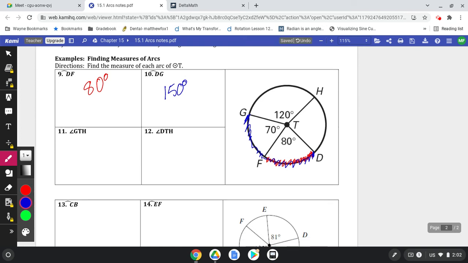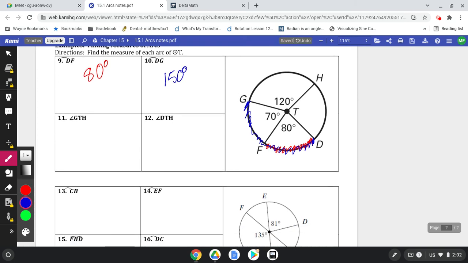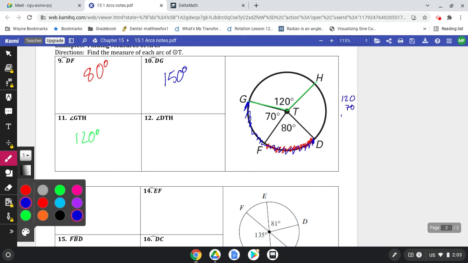Now, GTH. GTH is going to just be right here, G to T to H, that's 120. The final one, DTH. To figure that one out, we know the whole thing is 360. We have 120 here, 70 and 80. If we add those up, 120 plus 70 plus 80, we'll get 270. We take that away then from 360. And we'll get 90.